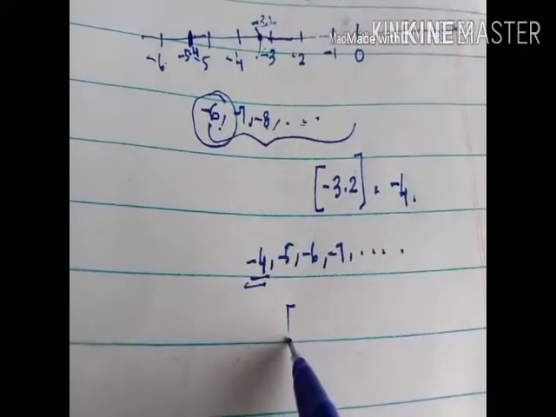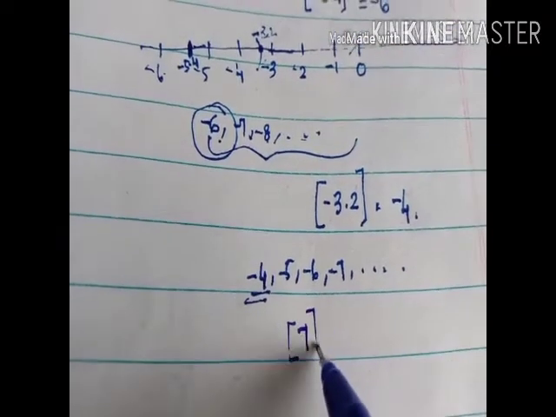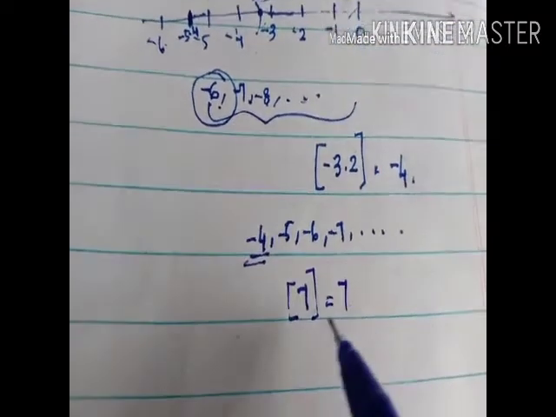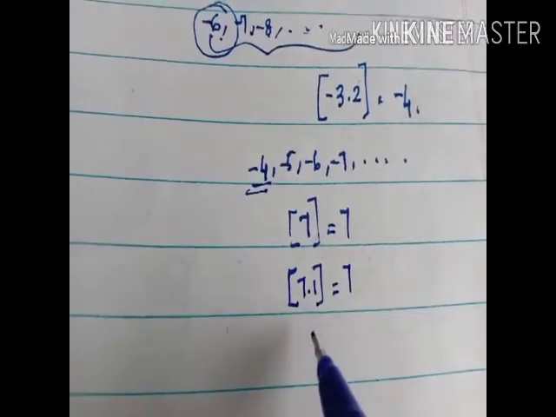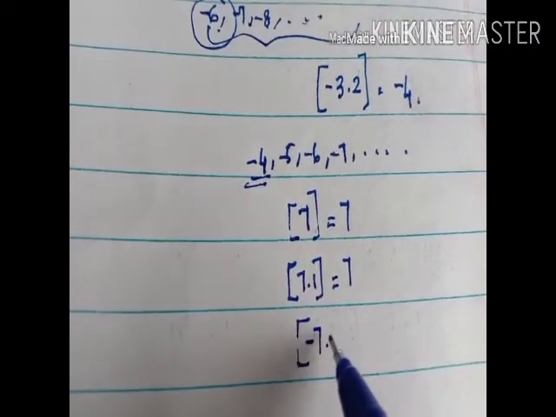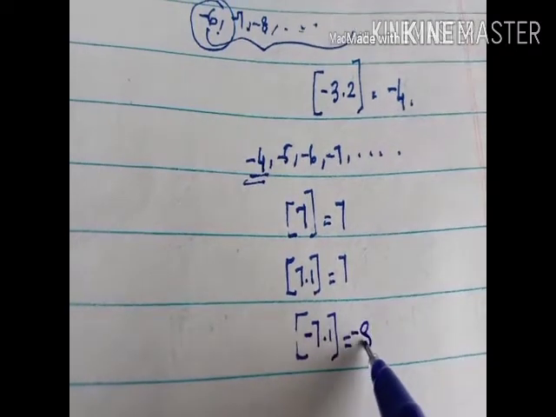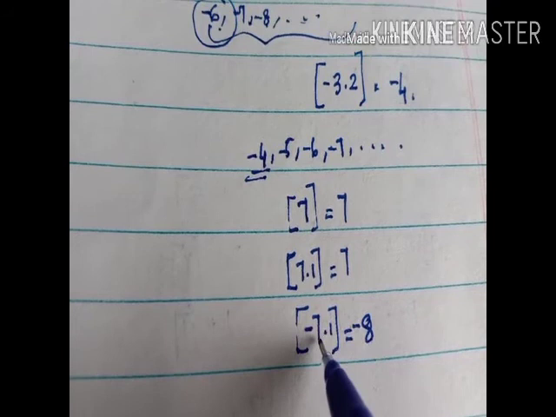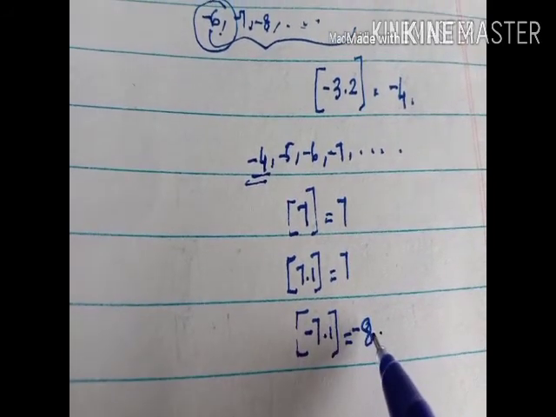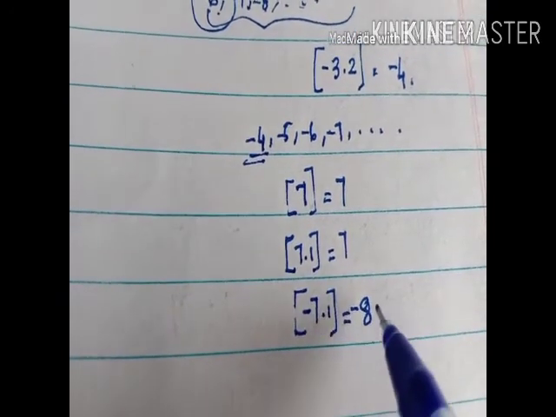Now what about greatest integer function of 7? That is 7 itself. What is 7.1? It is 7 itself. What is -7.1? It is -8. See the difference. If it is a negative number, you have to add 1. Okay, keep in mind, you have to add 1.